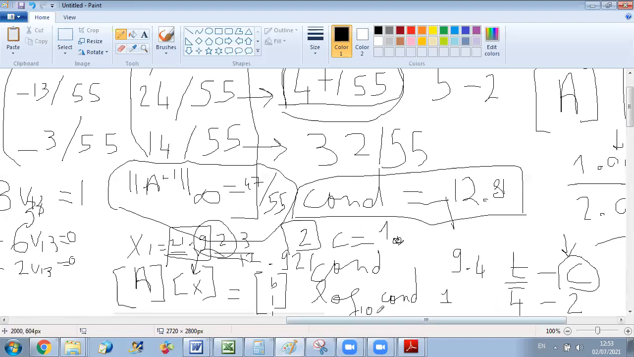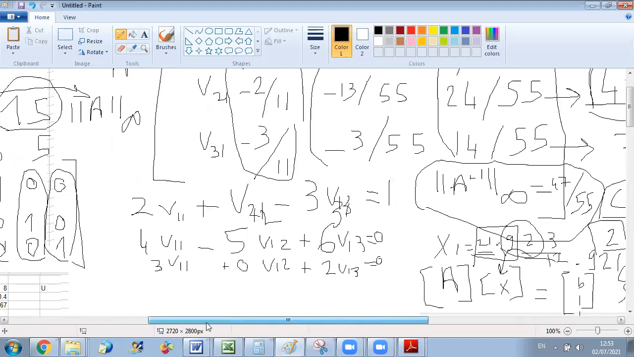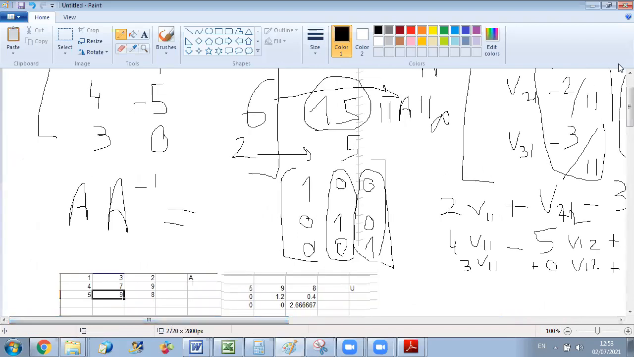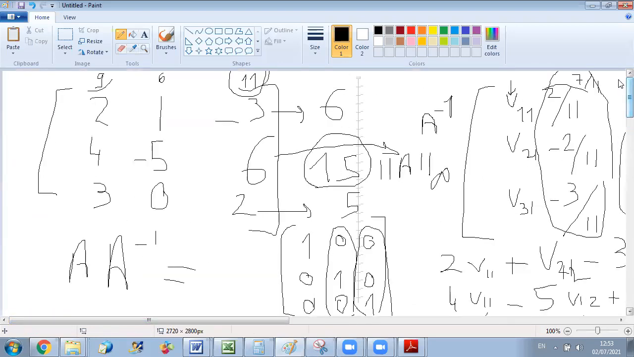Now, if they tell you to find the norm using the column norm summation, same procedure, but now you sum elements of columns. So here, 3 plus 4 plus 2 is 9. 0 plus 5 plus 1 is 6. 2 plus 6 plus 3 is 11. So the notation is norm subscript 1, for column summation, and it is equal to 11 for A.